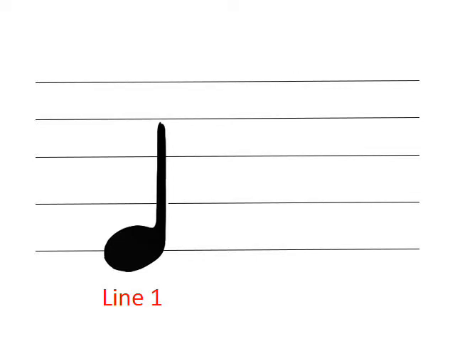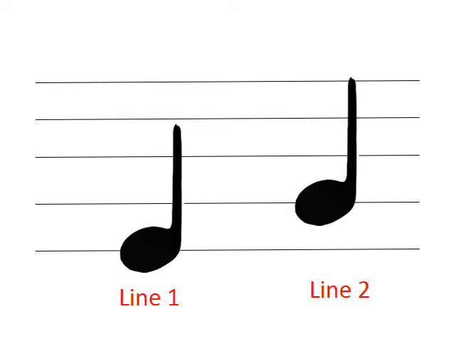Let's look at notes moving from line to line as an example. Notice that one note lives on line 1, and the next note lives on line 2. This is a skip, because we would skip the space between these 2 notes, space 1.